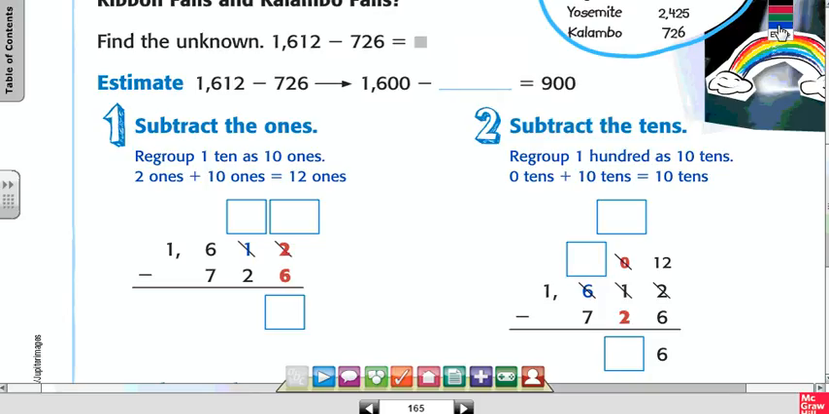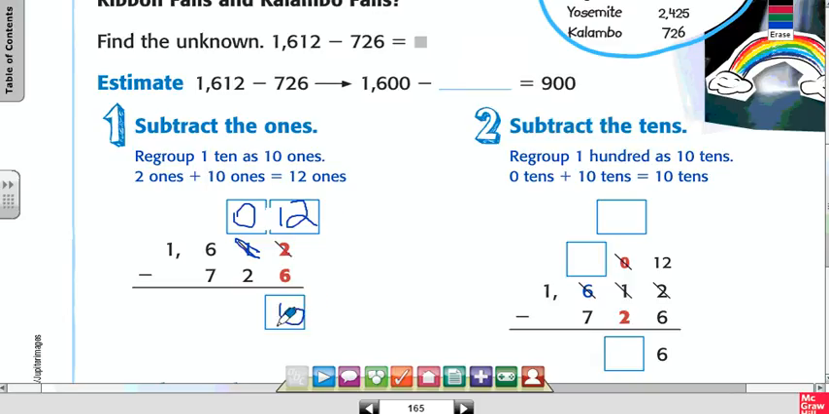Okay, so we have 2 minus 6. Can I do that? No, it looks like they borrowed 1 from 1 and I get 0. Okay, and then the 1 that I borrowed goes right next door. Instead of 2, I have 12 ones now. So now can I subtract 12 minus 6? 6. Which is 6, you're right.